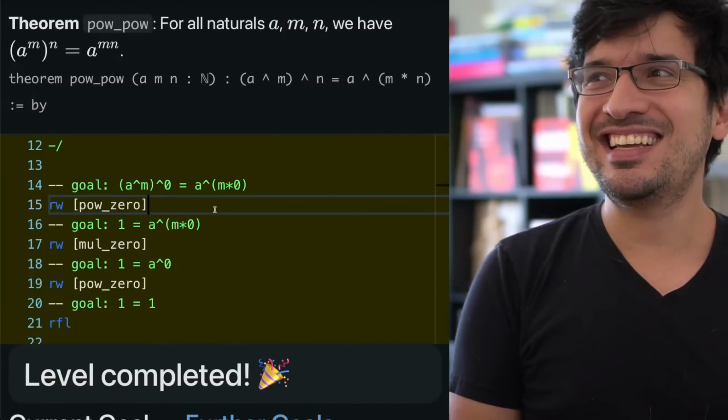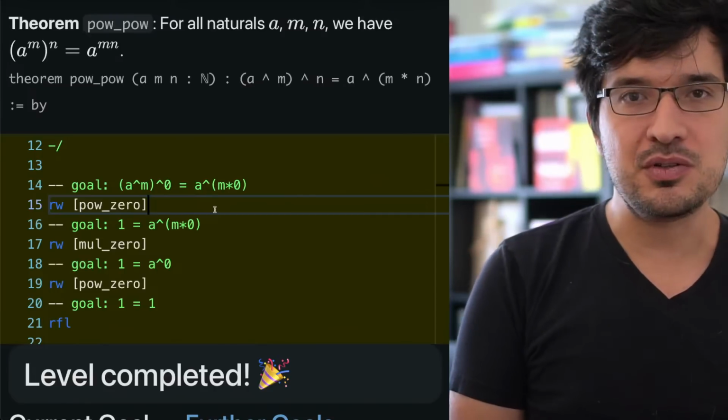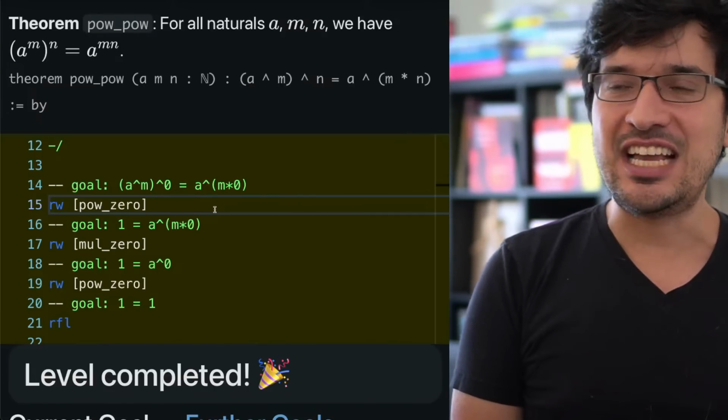So I can't wait. I want to get involved. I want to become an open source contributor to this whole project because I think it's so dang cool.